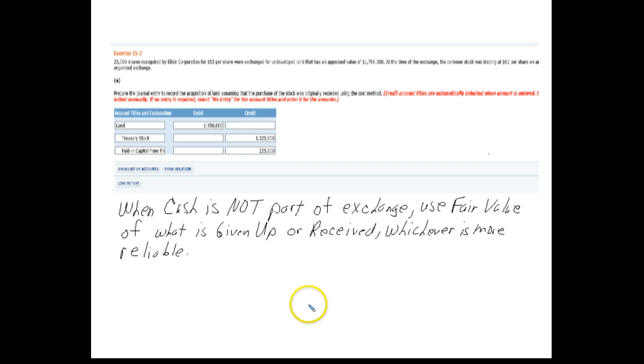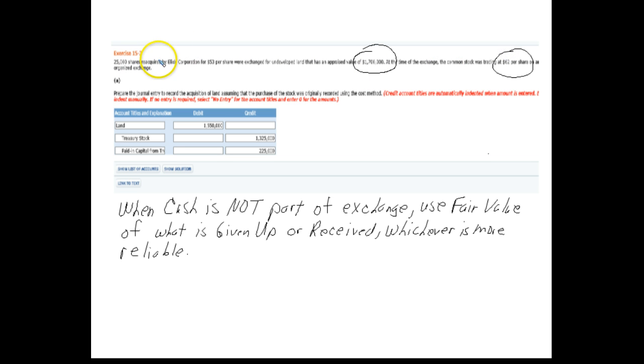The next item I want to look at is exercise 3. Exercise 3 reads this way. There are 25,000 shares acquired by a corporation for $53 per share were exchanged for undeveloped land. And the land has an appraisal value of $1,700,000. At the time of the exchange, the common stock was trading at $62 per share.